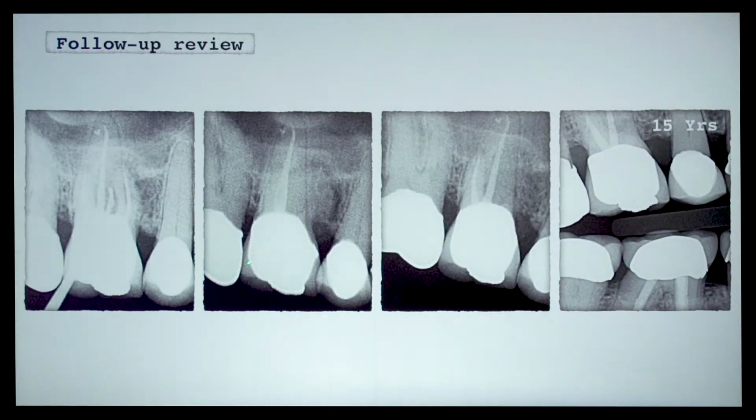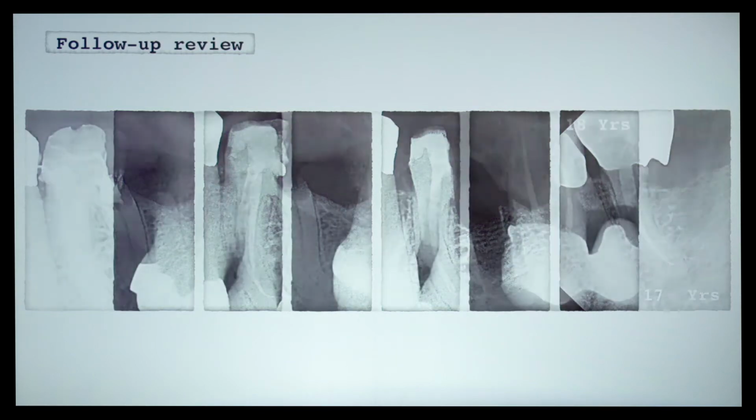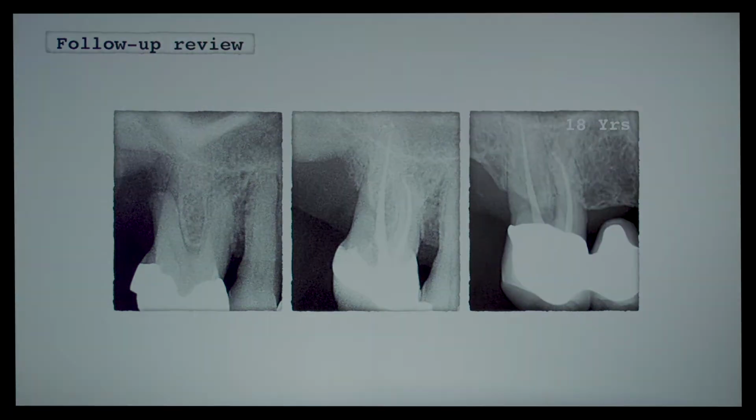And here's a 15-year follow-up on a mesiobuccal root amp. You know, this is interesting to me. It's a distal root amp. You know, patient has a crown. It still almost looks like a full-size crown on it, and it's 17 years. This is 18 years on a distobuccal.